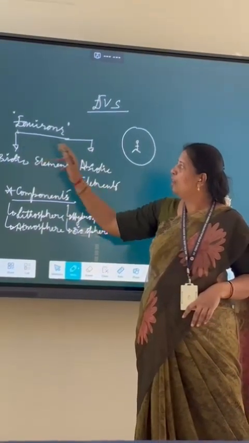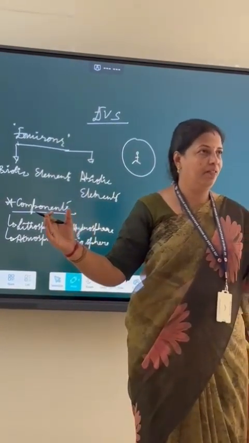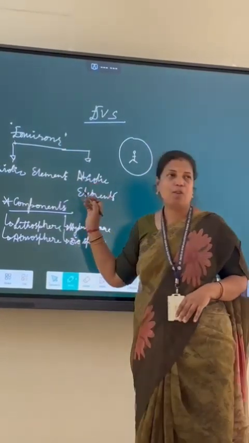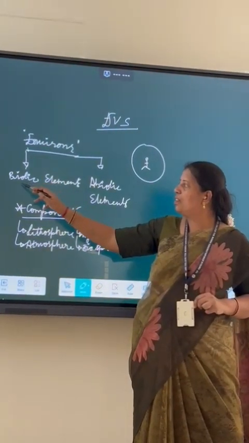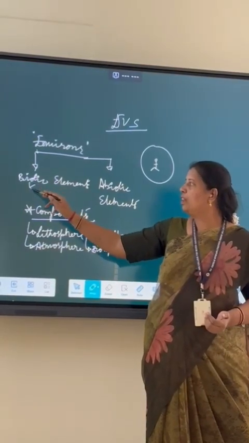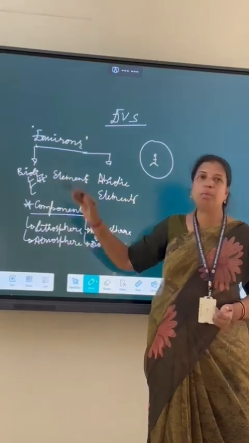So here we can divide the environment into two major categories. The biotic elements are constituting it, and the abiotic elements are also constituting it. So the environment consists of biotic elements. What are the biotic elements? Here we can list them. The first one, human beings.